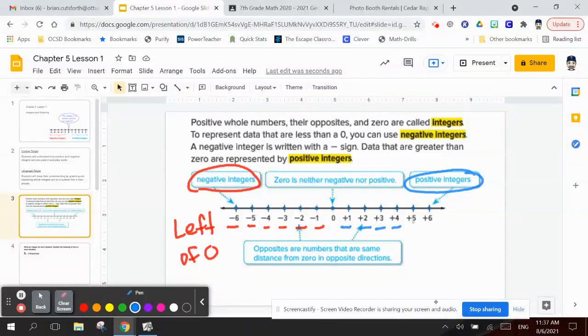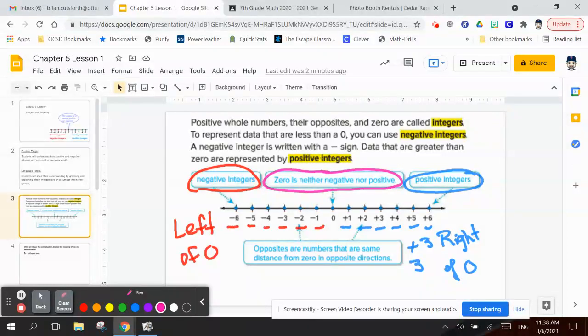When we look at our positive numbers, they all have the plus sign or don't have it at all. So plus 3 and 3 are both positive. They are to the right of 0. And then we have 0 itself, and it's not either negative or positive. 0 is right in the middle of our number line.